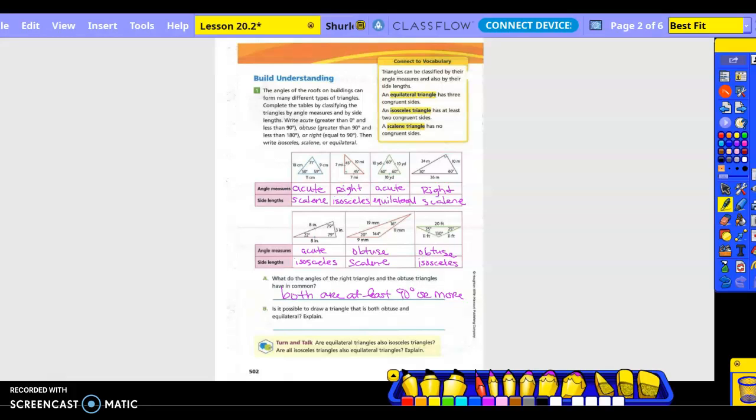Is it possible to draw a triangle that is both obtuse and equilateral? Explain. No, because to get the obtuse, you have to have that one angle spread really far apart, right? And in order to do that, that makes one side length way longer than the other 2, right? Okay, in order to connect it.